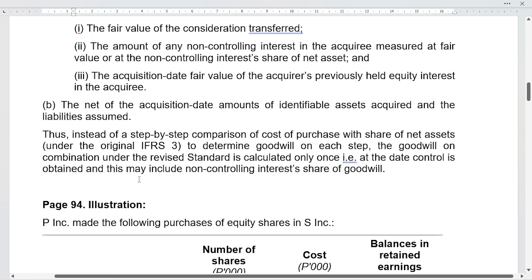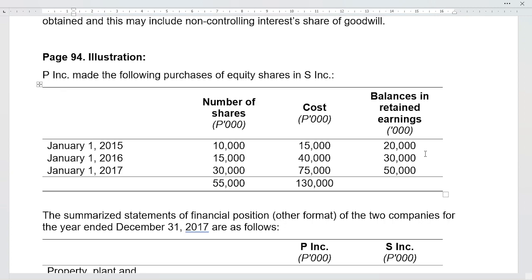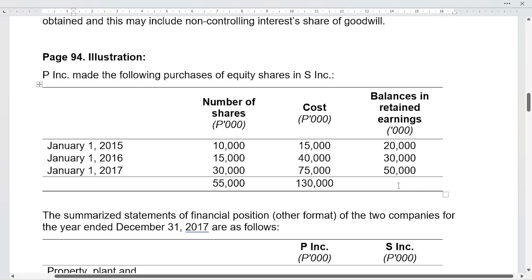That is, at the date control is obtained, and this may include the non-controlling interest's share of goodwill. For the illustration, P Incorporation made the following purchases of equity shares in S. On January 1, 2015, the number of shares was 10,000, cost 15,000, and the balance in retained earnings was 20,000. On January 1, 2016, it made a purchase of 15,000 shares, cost 40,000, and balance in retained earnings 30,000. On January 1, 2017, the number of shares was 30,000, cost 75,000, and balance in retained earnings 50,000.